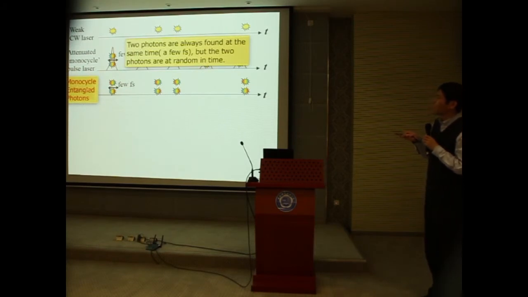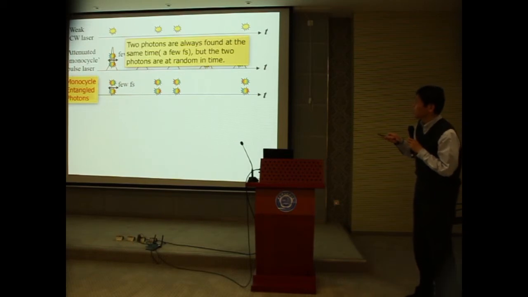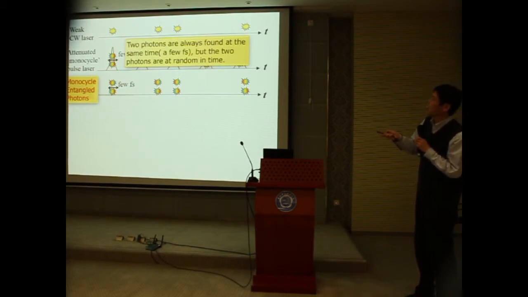And our monocycle entangled photon state is like this. So these two photons are always found at the same time within a few femtoseconds, but the two photons are at random in time. And another important feature is that you can see the change of colors, difference in colors between this one and this one. Each photon has the same kind of frequency distribution, but in this case you have a correlation in frequency between these two photons.